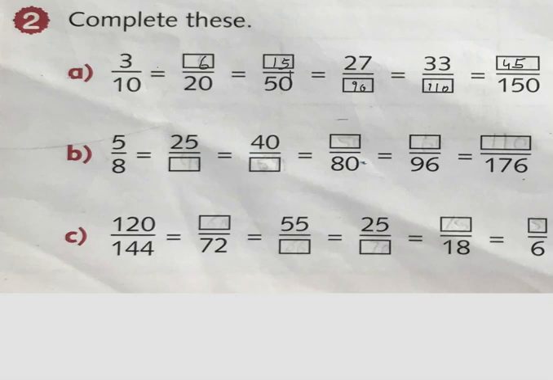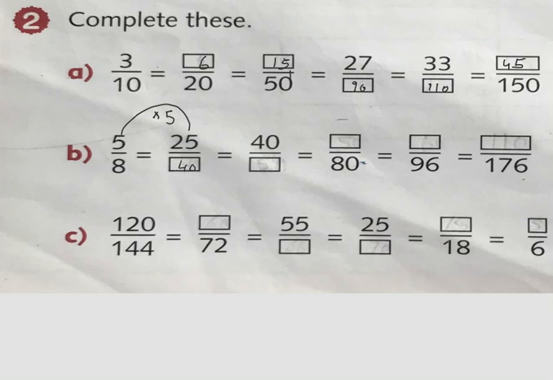We have the next question, 5 divided by 8. We are finding the missing number from the complete side. So check this: which number is multiplied with 5 to give us the answer 25? And we know that 5 multiplied by 5 is equal to 25. So multiply the 5 with its denominator also. So 8 5s are 40.